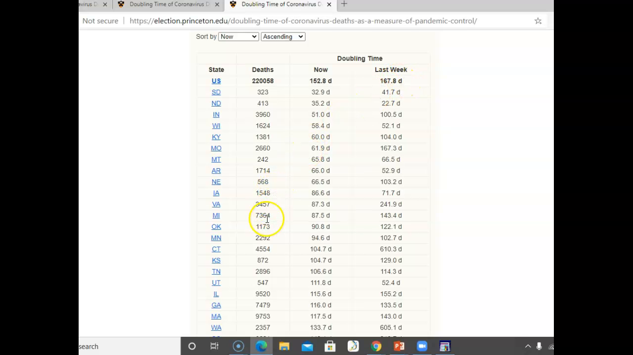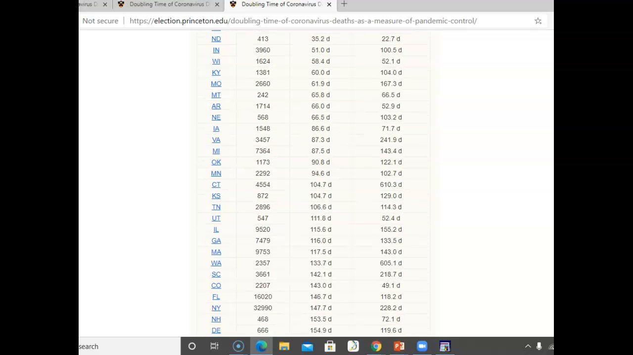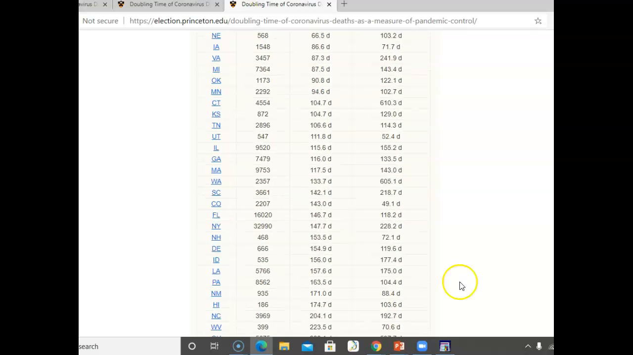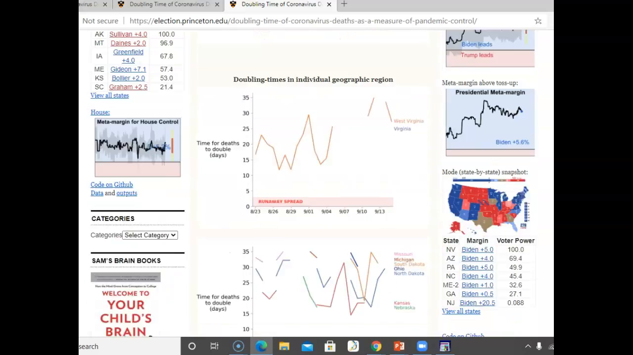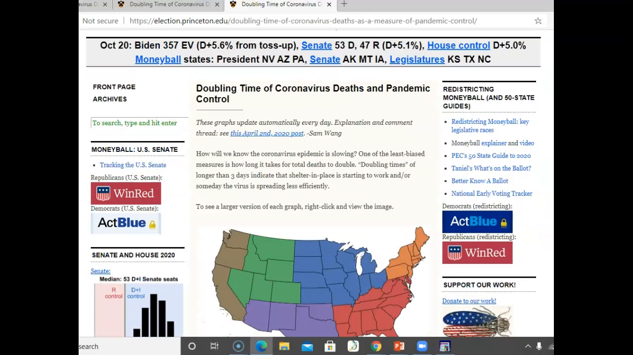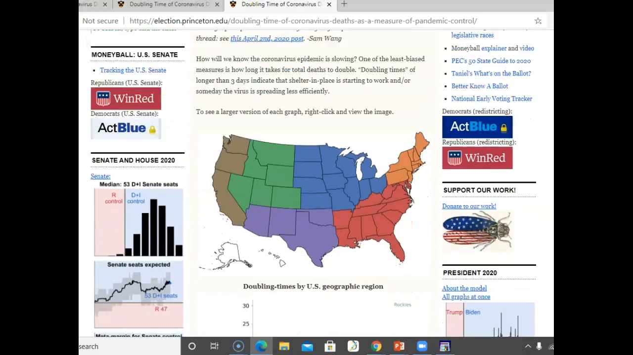So for instance, if we wanted to look at North Carolina, it's actually down here. So basically it's doubling. We're going to be talking a lot about doubling time today. Let's go back up to the top here where we can see the context of this a little bit. This is actually talking about the doubling time of the coronavirus deaths during the pandemic.